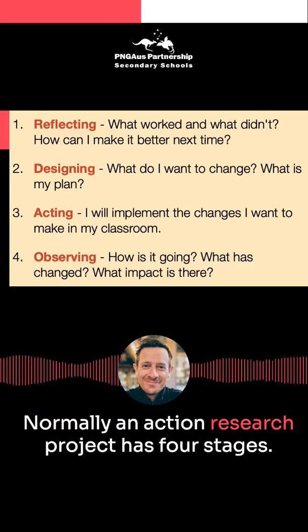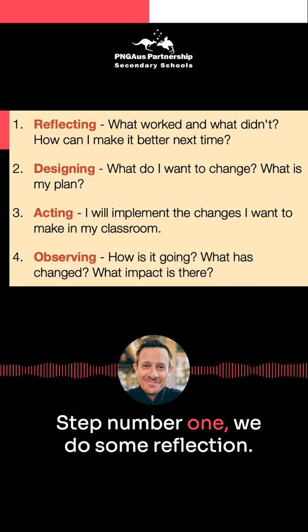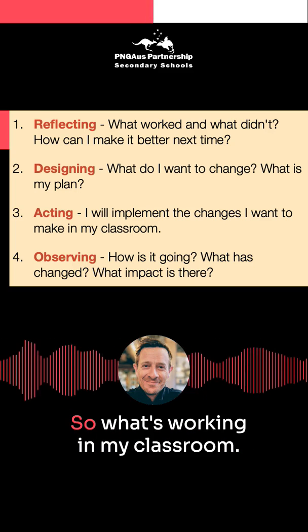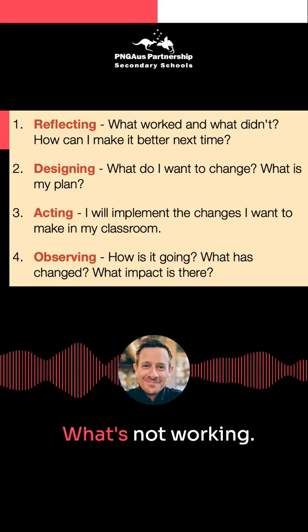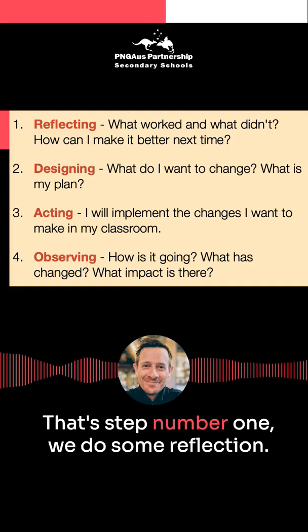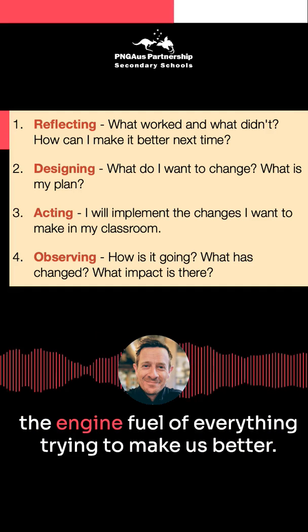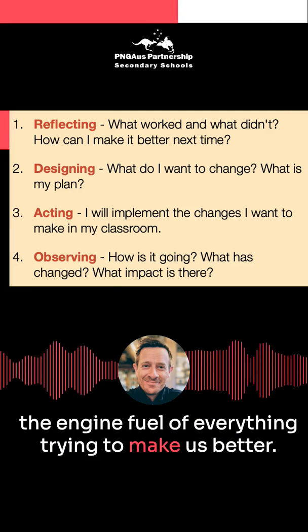Normally, an action research project has 4 stages. Step number 1, we do some reflection. So, what's working in my classroom? What's not working? Why did this happen? How can I make it better? That's step number 1. We do some reflection. Remember what I said? Reflective practice is like the engine fuel of everything, trying to make us better.